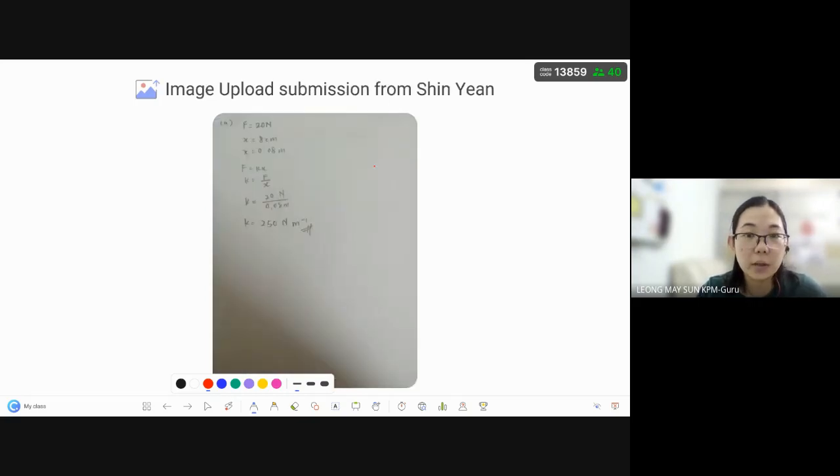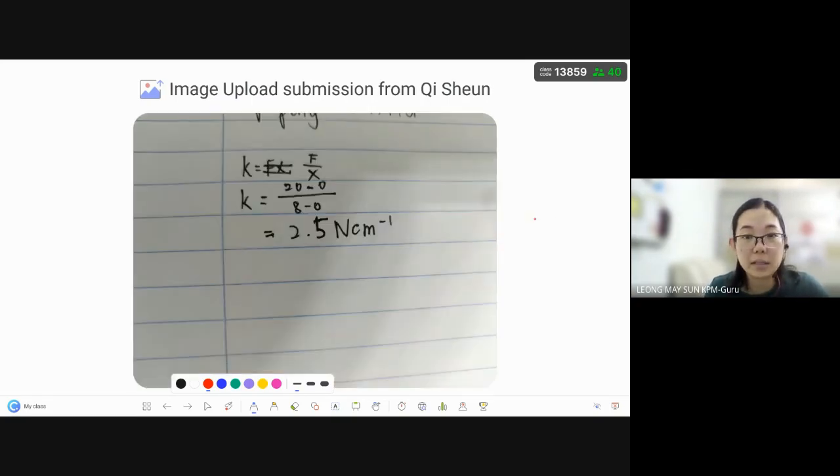Xinyan's one also the same thing. Direct substitution, without finding the gradient. So working wise this one is wrong, but the answer is correct. You still get 1 mark. The rest of you also, as long as your answer is correct, you still get 1 mark. I'm going to mark based on SPM style. If your substitution or working is wrong, but your answer is correct, you still get a mark for the answer.